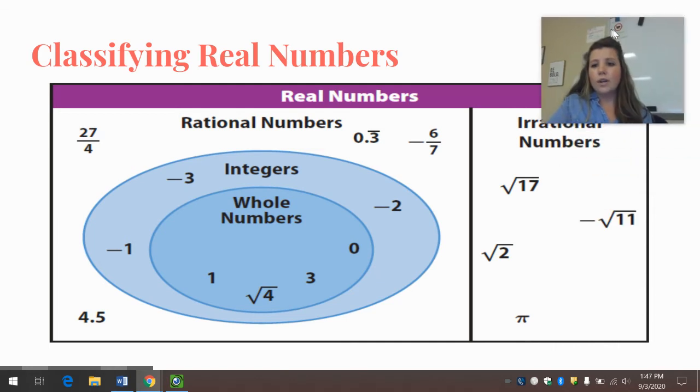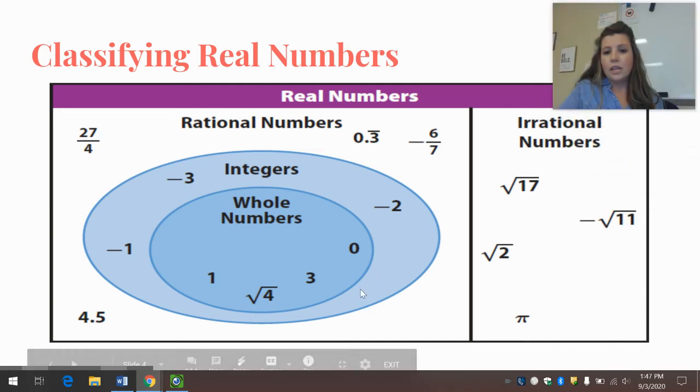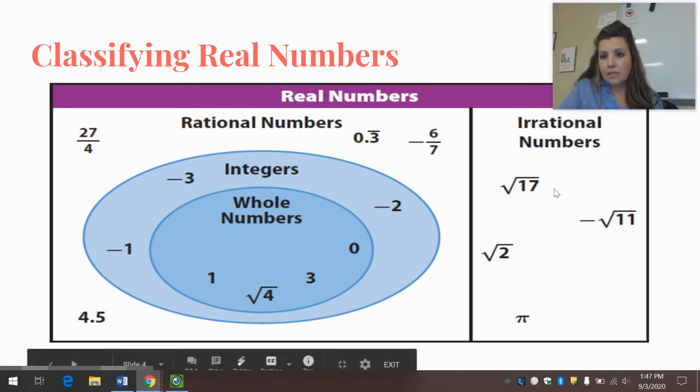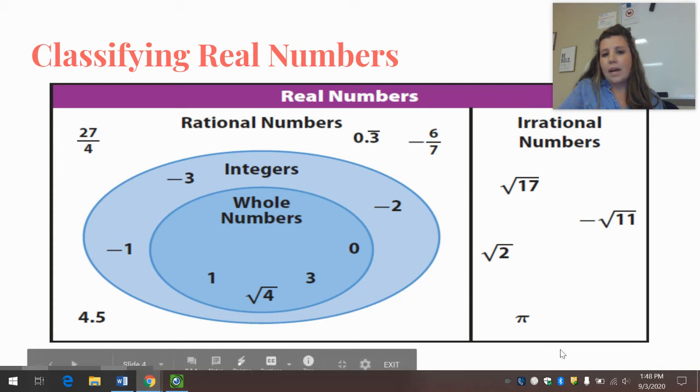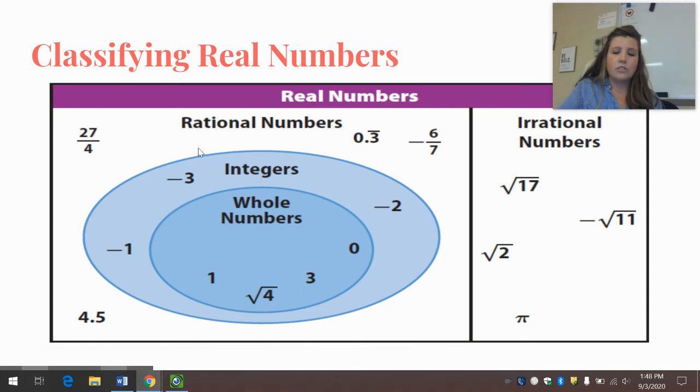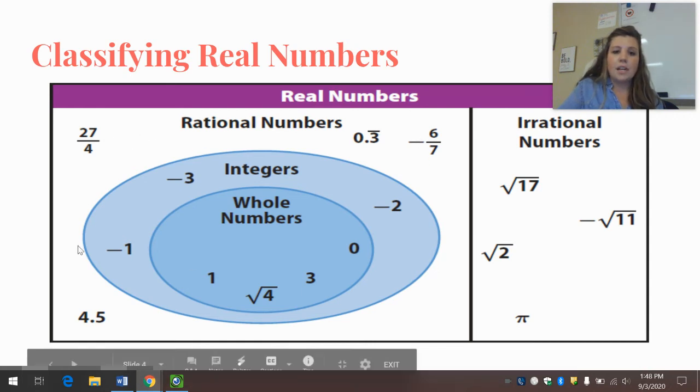Okay, so for our irrational numbers, we have the square root of 17. So again, it doesn't fit inside the rational numbers because the square root of 17 cannot be written as a fraction. The negative square root of 11, that's irrational, okay? Square root of 2 and pi. All of these are irrational, and so they're outside of the rational numbers. So in 7th grade, we only talk about rational numbers. In pre-AP, we add these irrational numbers, okay?